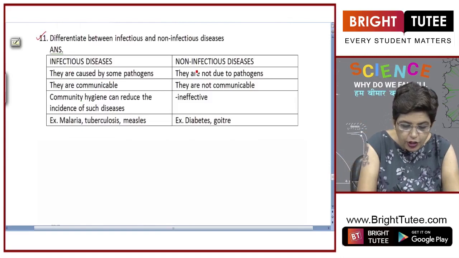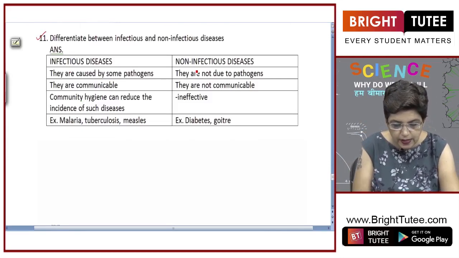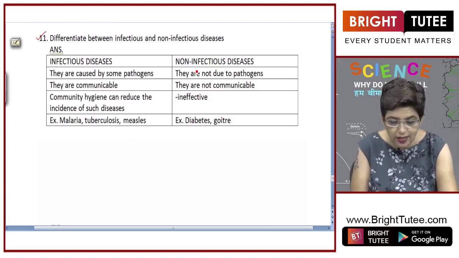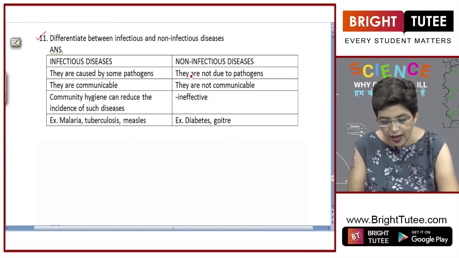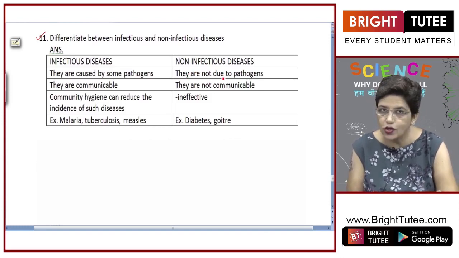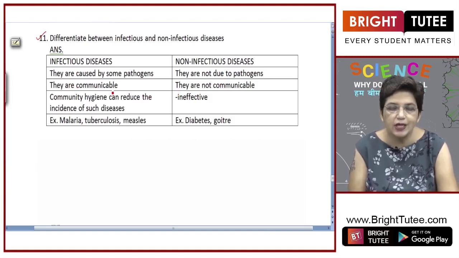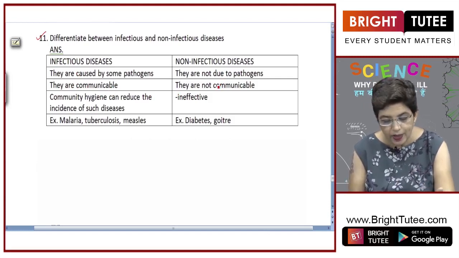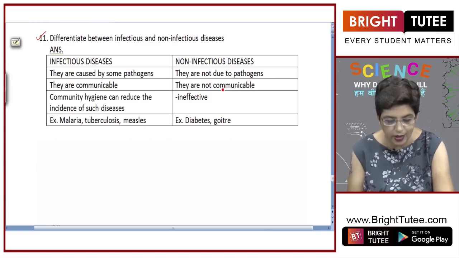Next question, differentiate between infectious and non-infectious diseases. Infectious diseases are caused by some pathogens. Those diseases which are caused by pathogens like virus or bacteria are called infectious diseases. On the other hand, non-infectious diseases are not caused due to pathogens. Infectious diseases are communicable, that is, they can spread from an unhealthy person to a healthy person, but non-infectious diseases are not communicable, they cannot spread from one person to another.